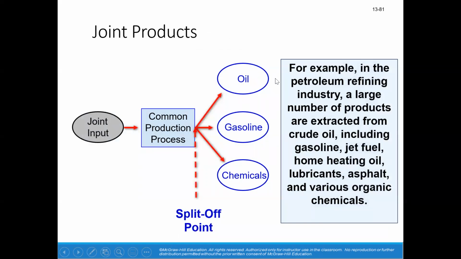So here, petroleum is the biggest one for this type of process costing. For example, in the petroleum refining industry, a large number of products are extracted from crude oil, including gasoline, jet fuel, home heating oil, lubricants, asphalt, and organic chemicals.